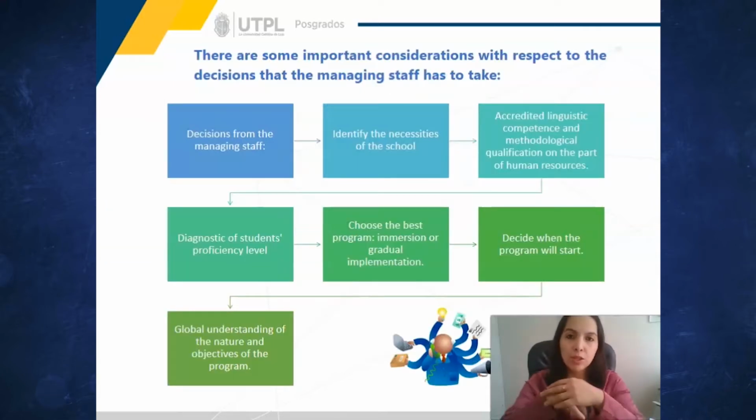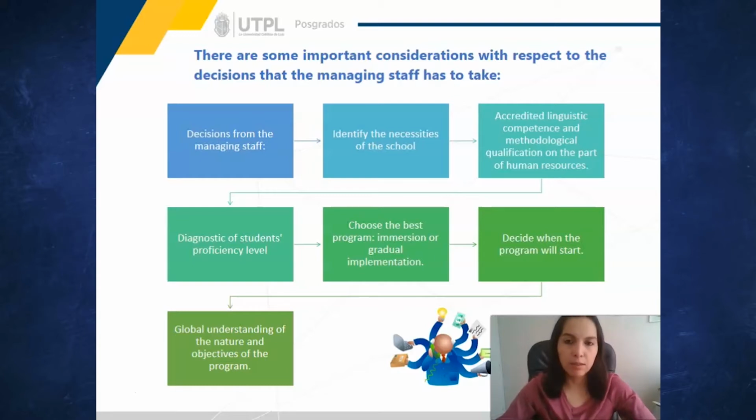The school and the managing staff will be responsible for structuring and administering the bilingual program. The role they play is essential and these considerations are crucial. For example, first of all, the managing staff has the responsibility of analyzing the characteristics of the school and identifying the necessities before implementing these types of programs. Secondly, there must be a recognition of the human resources available with respect to the linguistic competence and methodological qualifications, which are specific for bilingual education and also for CLIL.